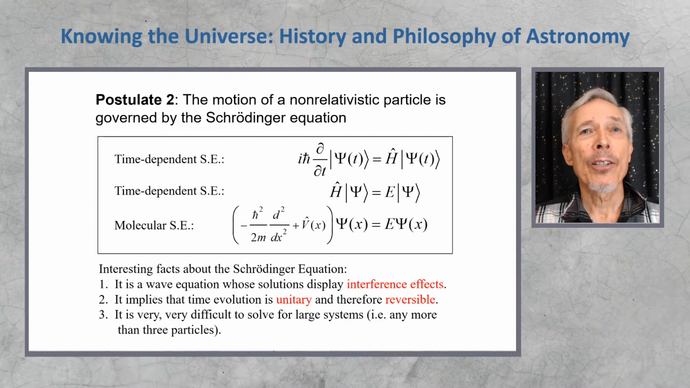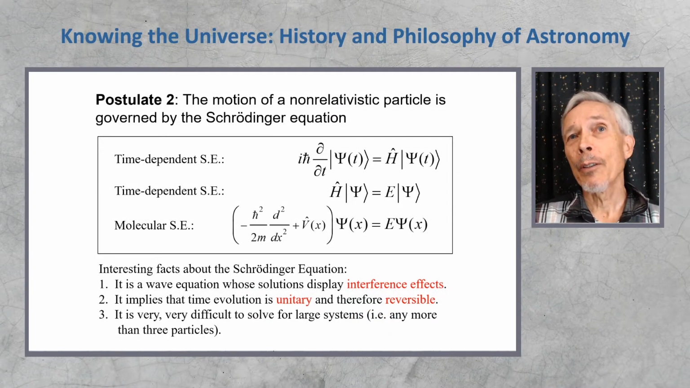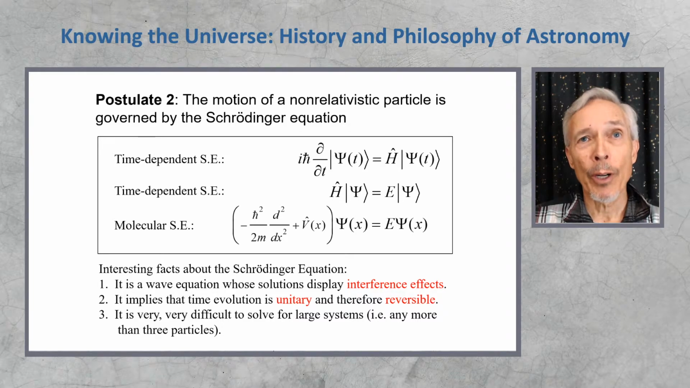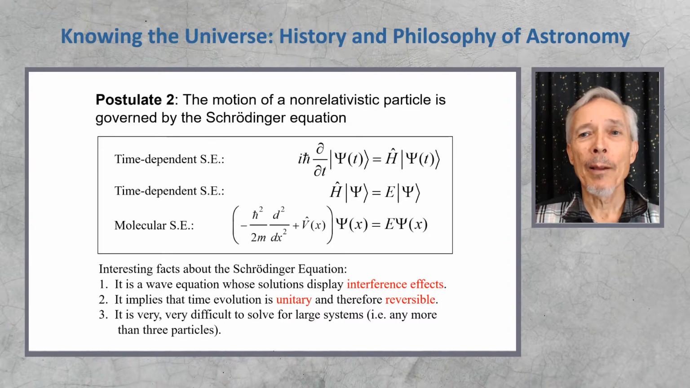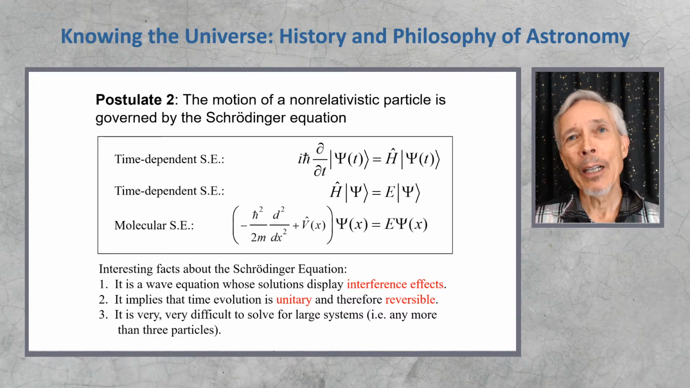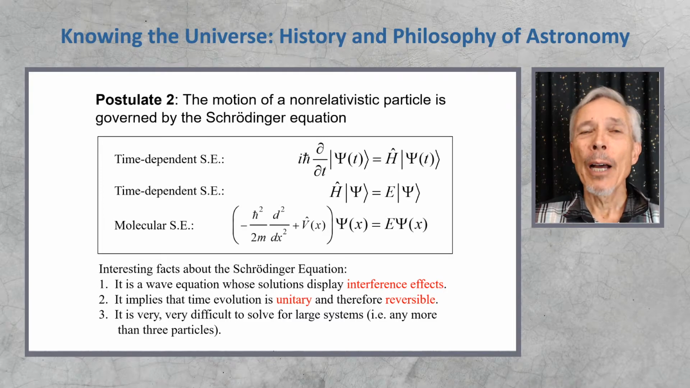The second postulate is that the motion of non-relativistic particles is governed by what's called the Schrödinger equation. And here you see it in mathematical form. To me, I'm sorry, as a physicist, this is beautiful. I realize it's slightly intimidating. But solving the Schrödinger equation is something that physics students do all the time. It's not that hard, and it tells you about particle properties and how they evolve.